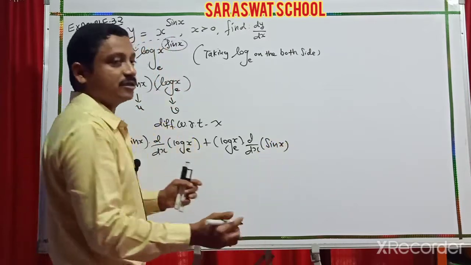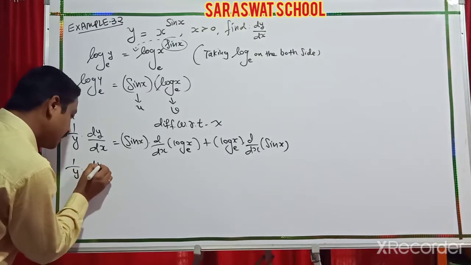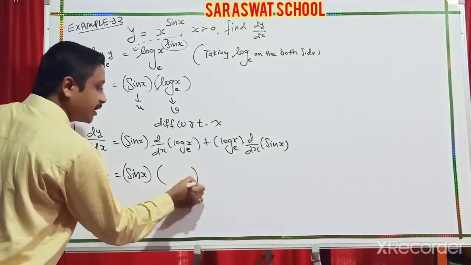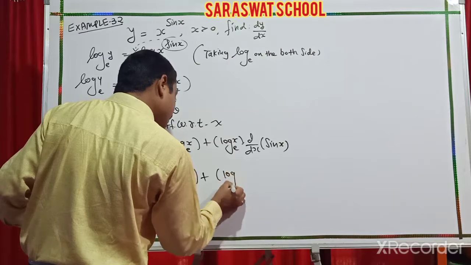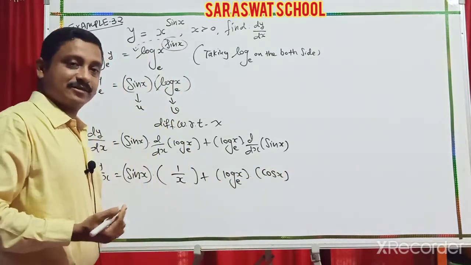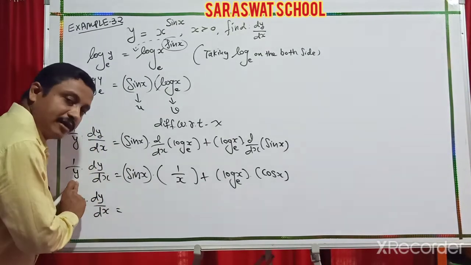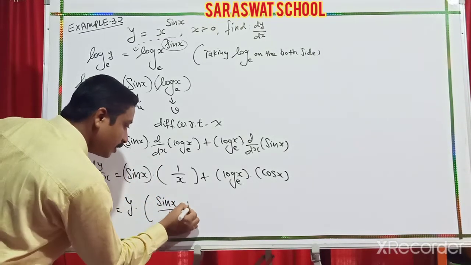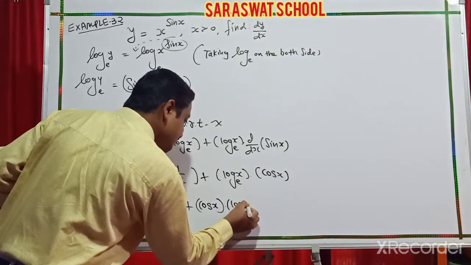Students, apply the product rule. So 1 by y dy by dx is the same, and here sin x. Now what is the derivative of log x? Yes, 1 by x. Plus here the derivative of sin x is cos x. So you get dy by dx; converting y to the right side, sin x by x, and here cos x into only log x, as it is.